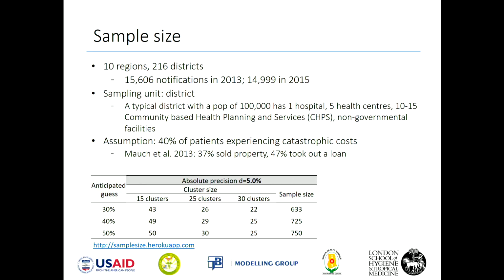Then, based on the 2013 study by Mark et al., we made the assumption that 40% of patients were experiencing catastrophic costs. We used the online application that Ines described, and we decided to go for 25 clusters, with 29 patients in each of them, which would give us a sample of just over 700, so 725.